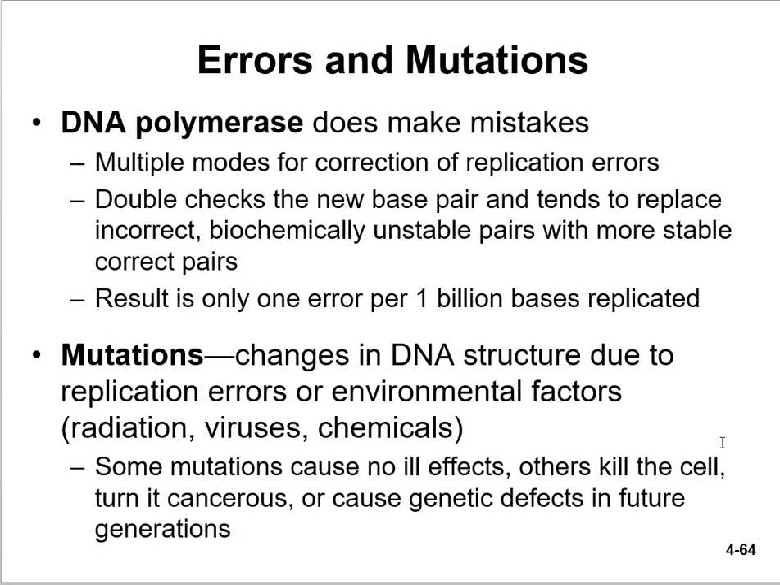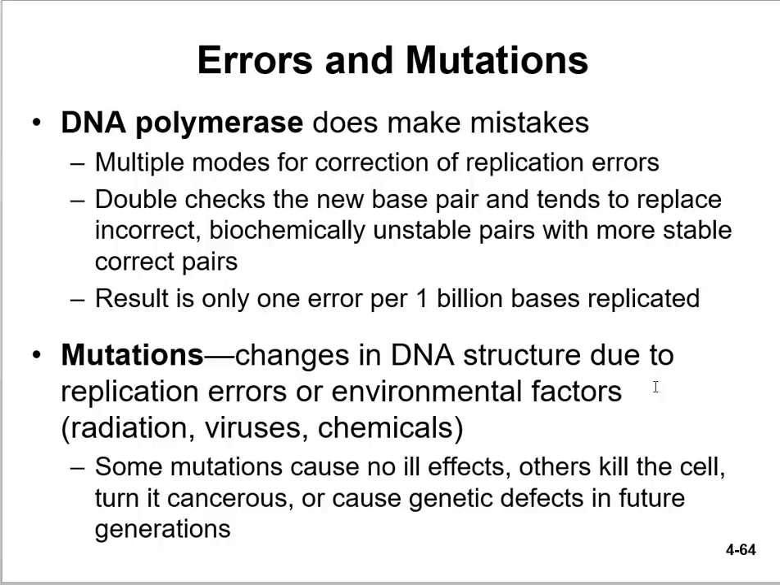Unfortunately, DNA polymerase can make mistakes. There are multiple modes for correction of these replication errors, though. It double checks the new base pair and tends to replace the incorrect, biochemically unstable pairs with a more stable correct pair, should that happen. And this results in only one error in every 1 billion bases that are replicated.